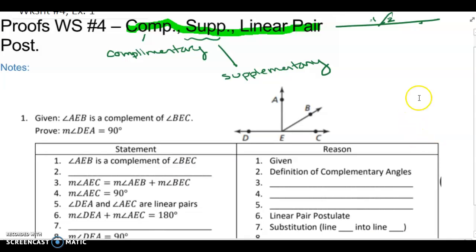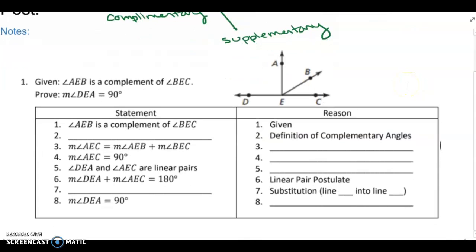All right, so let's look at this proof now. All right, we are given that angle AEB is a complement of angle BEC. Okay, all I did is I took those exact words and I put them in there. All right, now notice that it tells you that we're using the definition of complementary angles. So you have to ask yourself, what is a complementary angle? Or what are complementary angles? Well, like we just said, they're two angles that add up to 90 degrees.